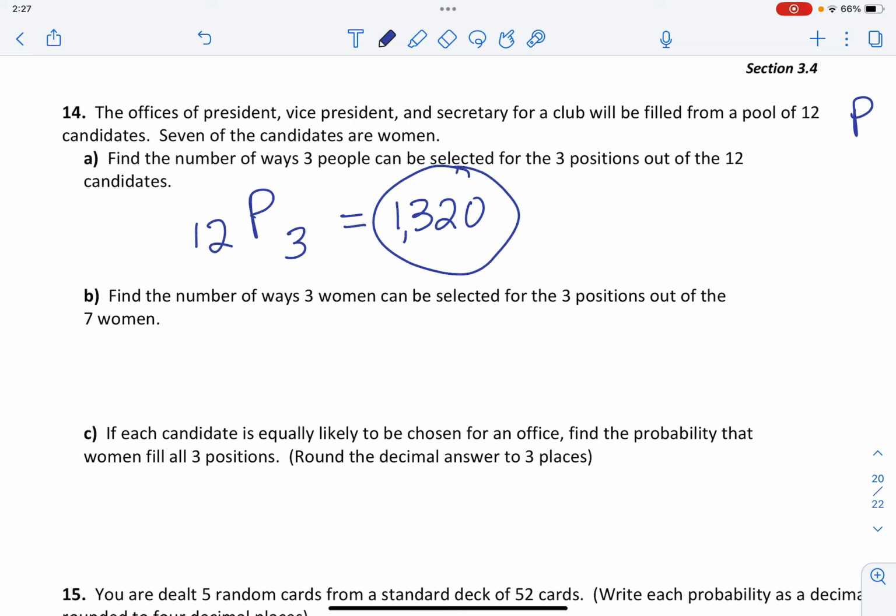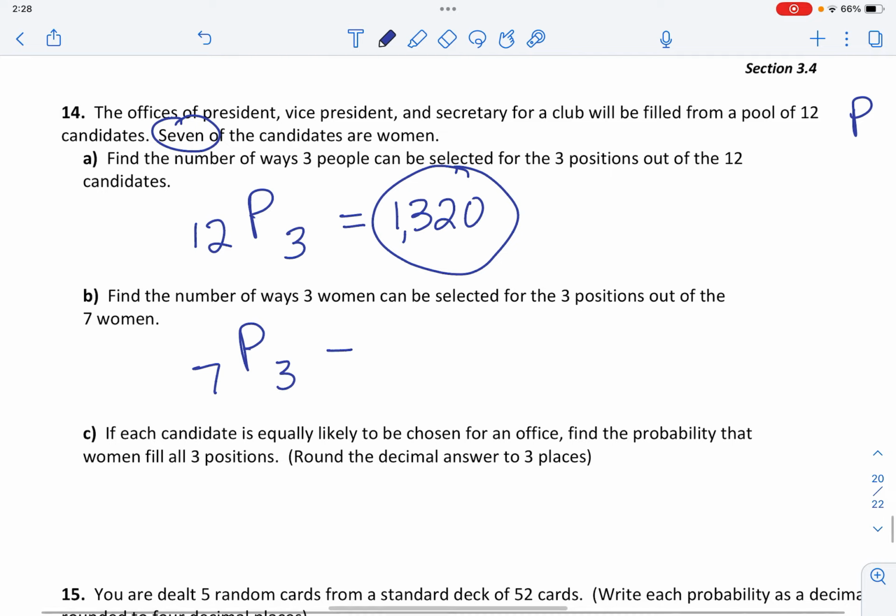B, find the number of ways 3 women can be selected for the 3 positions out of the 7 women. So now we only have 7 to choose from because there were 7 women, and we're still choosing 3. So this is the total number of ways that they're all women. 7 times 6 times 5, 210.